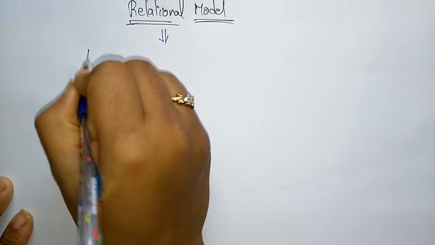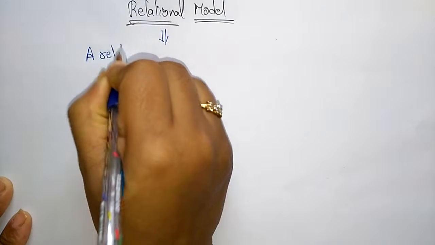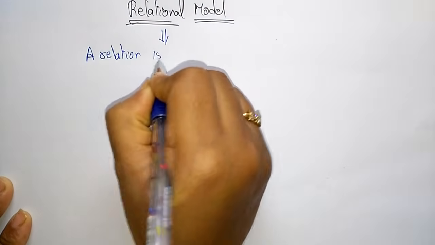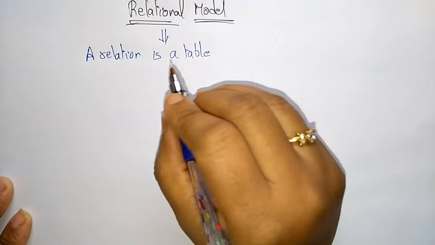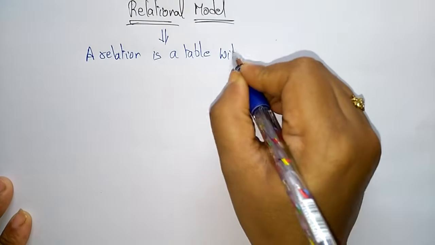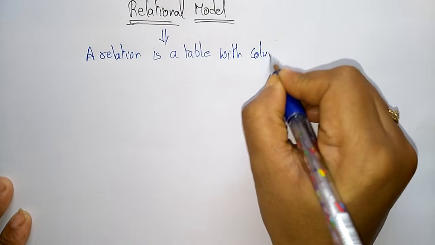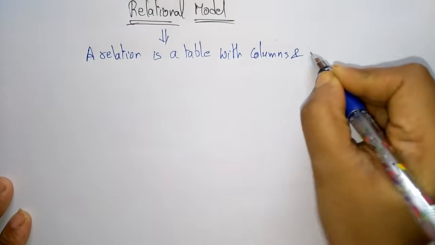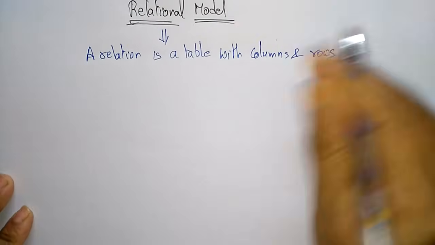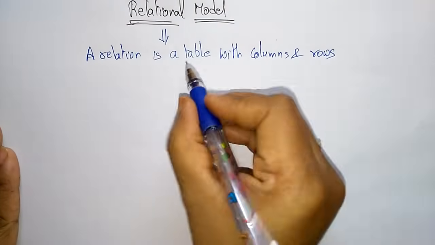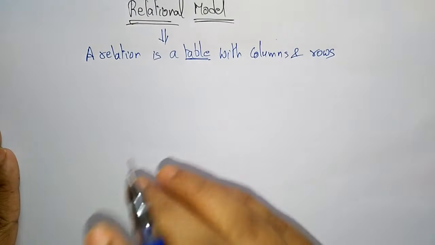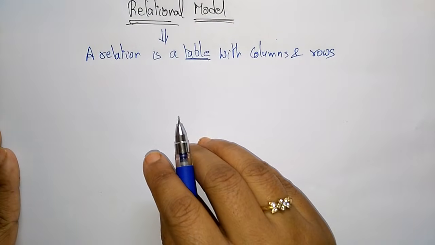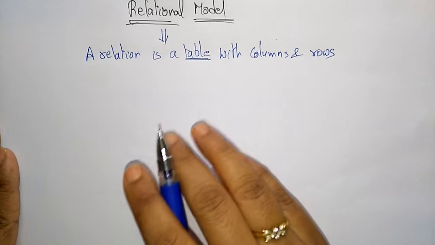A relation is a table with columns and rows. So it's just a table with columns and rows. It is based on a mathematical concept of relation, which is represented physically as a table.